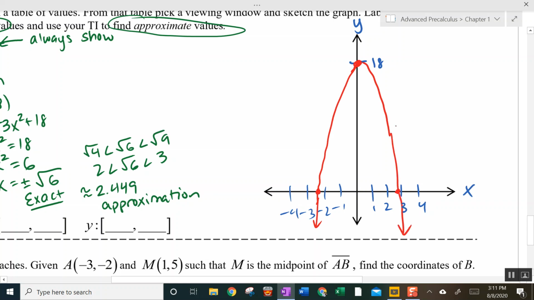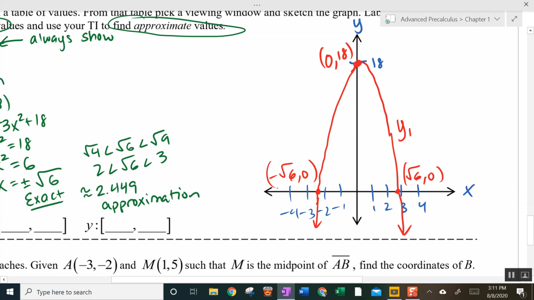Looks something like that, and we called it y1. I'm going to label it y1 on my graph as well. And let's label these points here. This is our y-intercept of (0, 18), and an exact value is (root 6, 0) and (negative root 6, 0) respectively. Make sure we are labeling those intercepts.